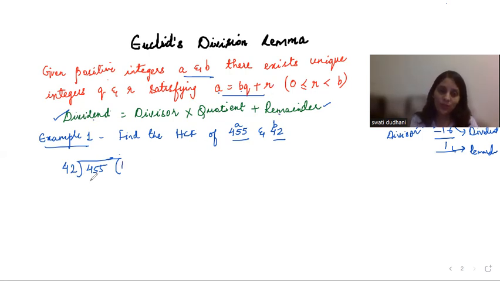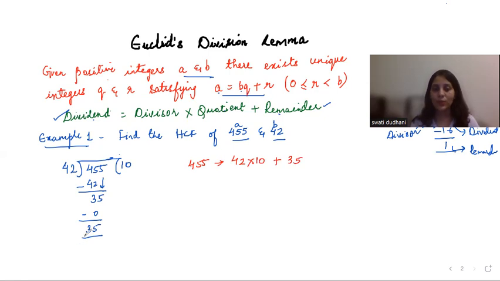42 ones are 42, remainder is 3. Now let us get 5 down. Since 35 is less than 42, we can use 0 in the quotient. So 35 is the remainder. Now, how do we write this? We write it in this format: a is 455, which equals bq plus r. b is the divisor, 42, into quotient, plus remainder, which is 35 that we got.